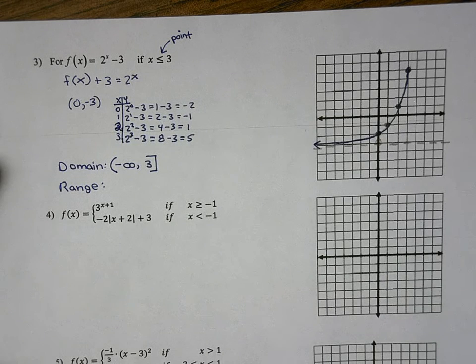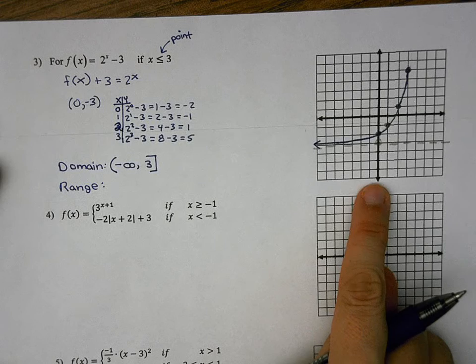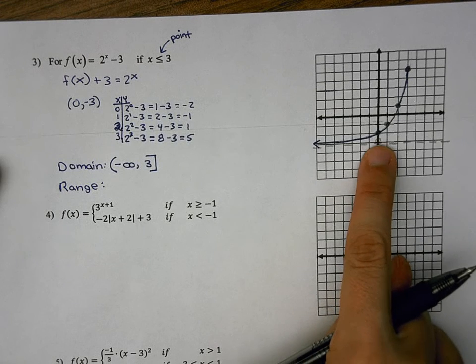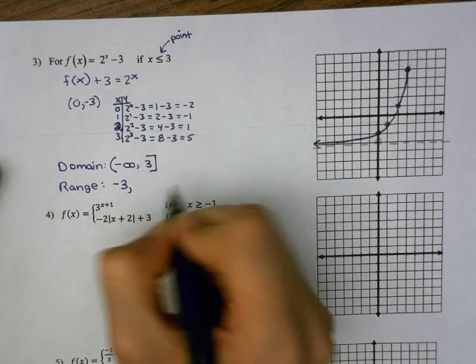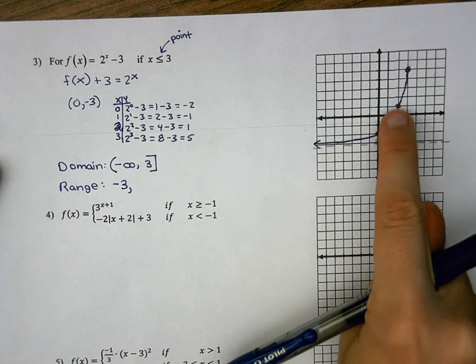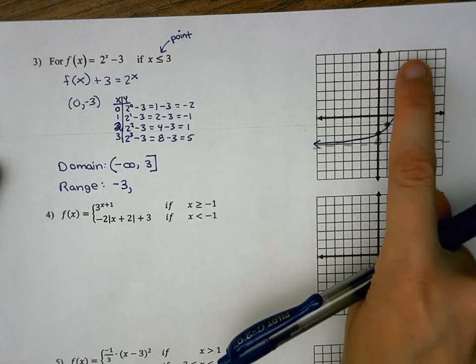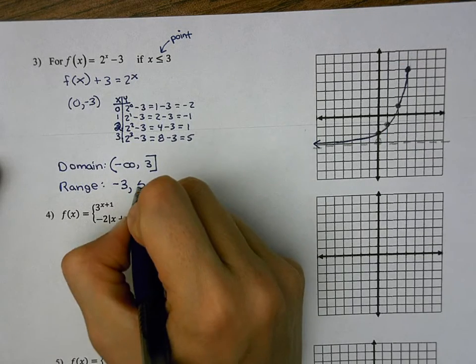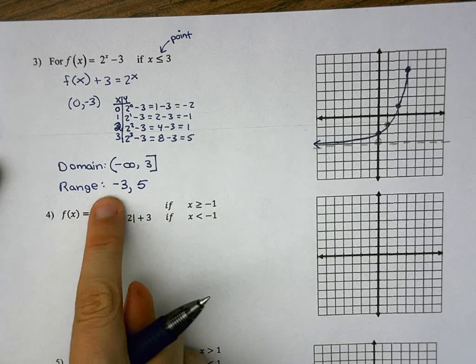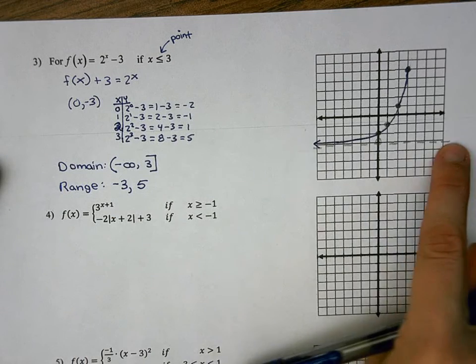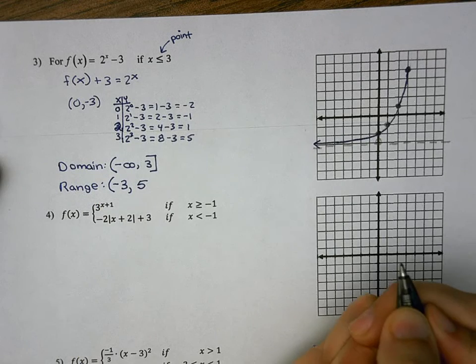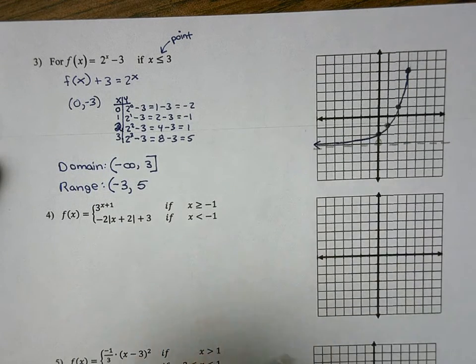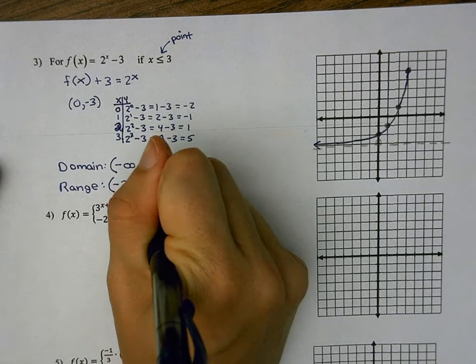Okay, what about range? What's the lowest range we hit? Well, looks like negative 3 is the smallest y I have. And then it goes up. There's points all the way until y equals 5 when the graph stops. At y equals negative 3, is there a point? Nope. It's an asymptote. What about at 5? Yep. And so that's a bracket.